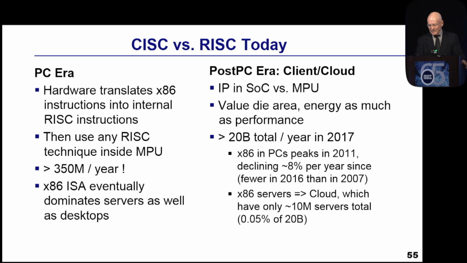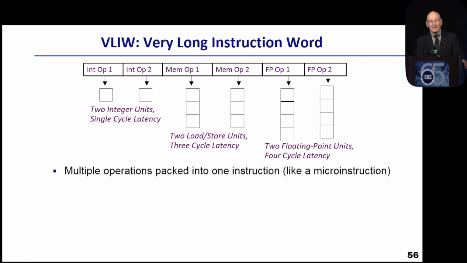Maybe there's 10 million servers in the cloud today, which takes almost no time. So today, 99% of the processors made in the world are RISC processors. So RISC won that era. The next idea in architecture that came along was very long instruction words, or VLIW. That was supposed to replace RISC and CISC.